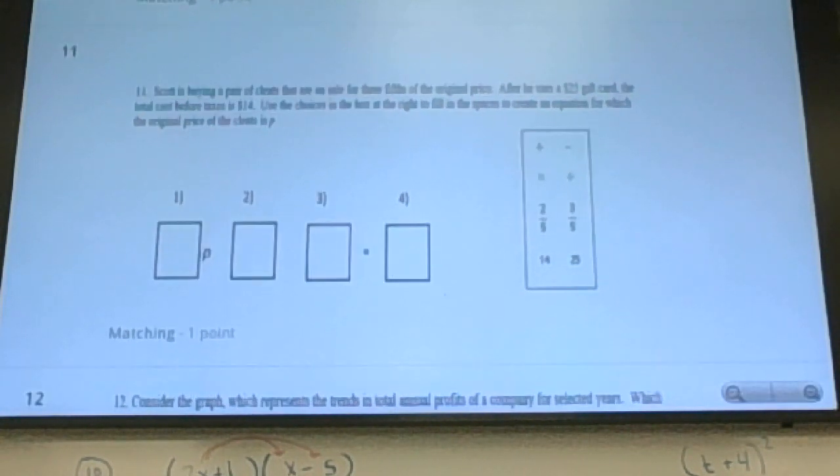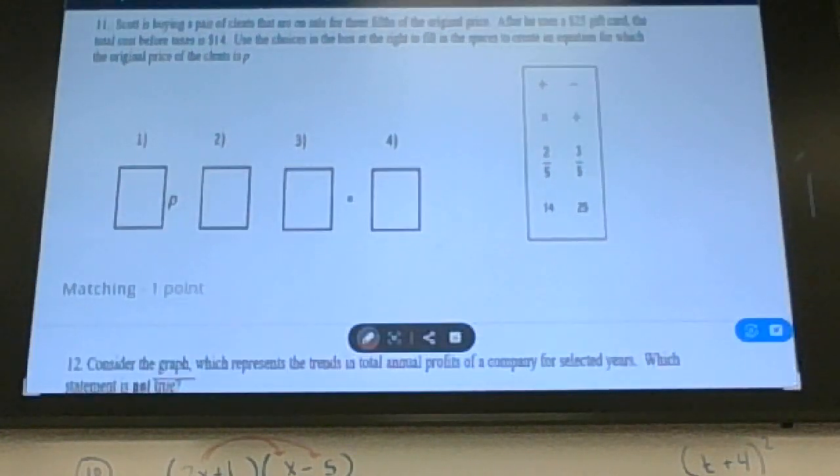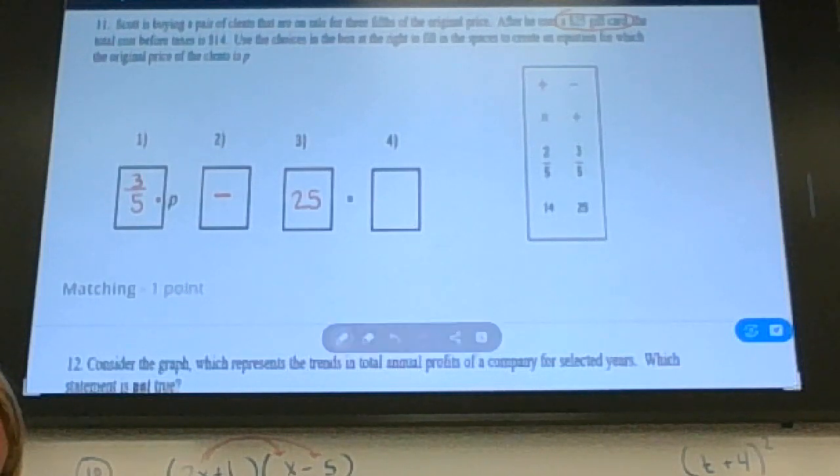Scott is buying a pair of cleats. They are 3/5 the original price. So I would put 3/5 in the first blank. 3/5 times the price. So they don't put the multiplication out there. It's just implied. You put a 3/5 in front of P, that's 3/5 price. He uses a $25 gift card. When you use a gift card, that takes money off. So there's actually a minus sign here. So probably if you got this wrong, you put a plus sign in. 3/5 the price minus the gift card gives you a $14 total.